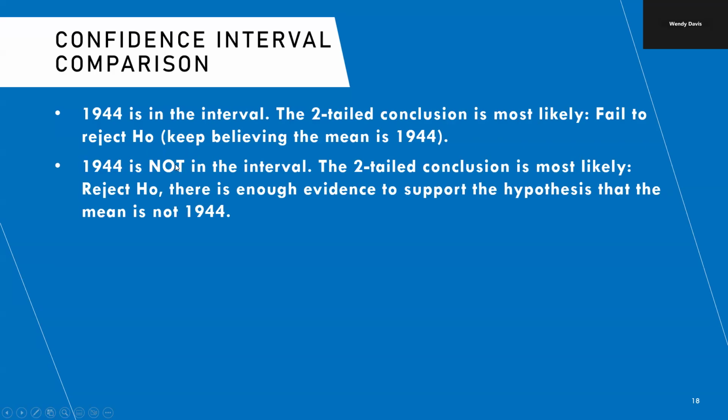If 1944 is not in your interval, your two-tailed conclusion is most likely reject H0. There's enough evidence to support that it's not. Okay, now what does this mean? This means that you can say that your confidence interval is giving the same results as your test. These are the two ways we do testing. We either use a confidence interval or p-value or critical values.